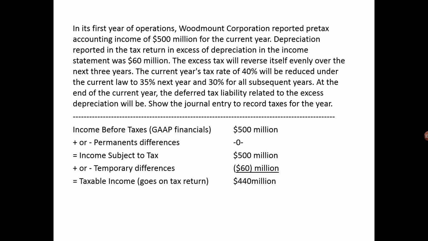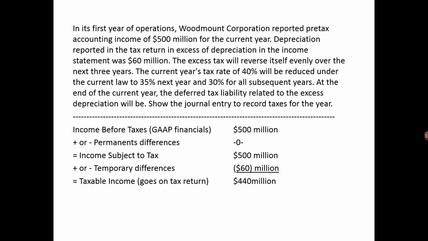So the first thing we do is go ahead and populate our analysis here for calculating taxable income. So we start with the $500 million pre-tax accounting income that they give us. There's no permanent differences here. And then we subtract out the excess depreciation here. And we get down to taxable income.